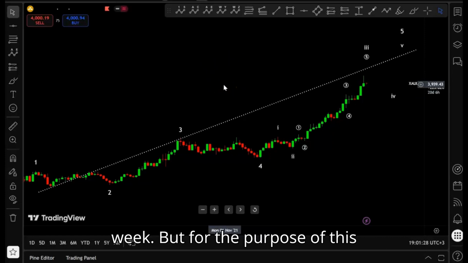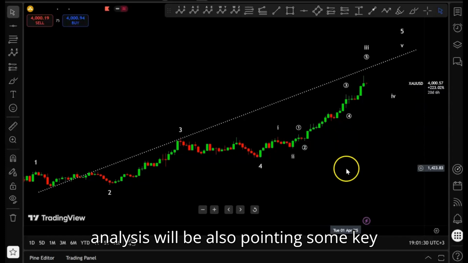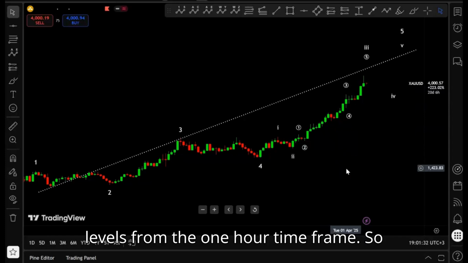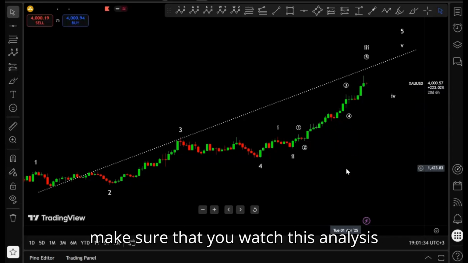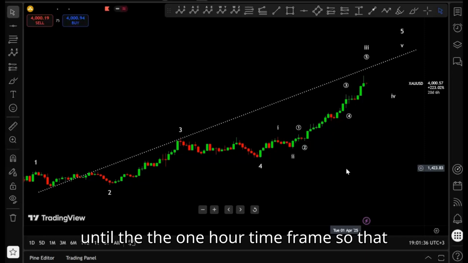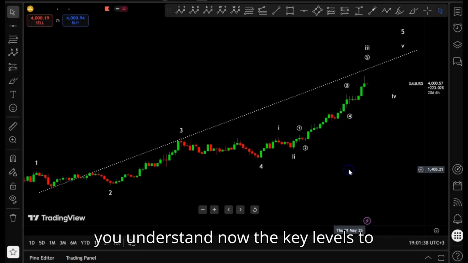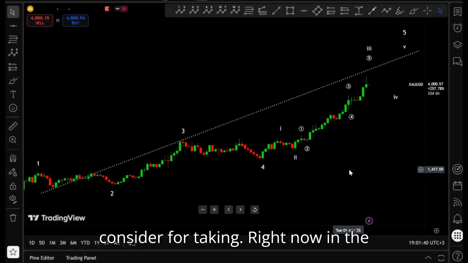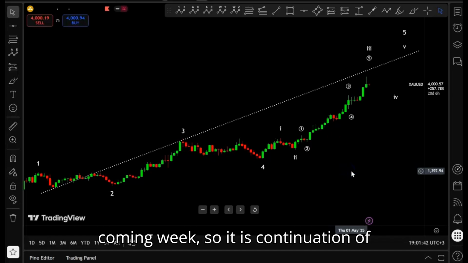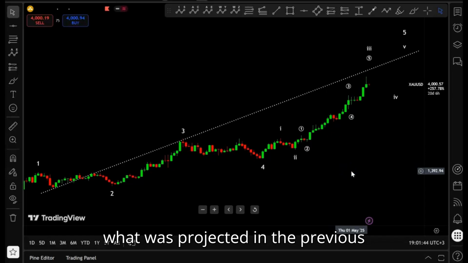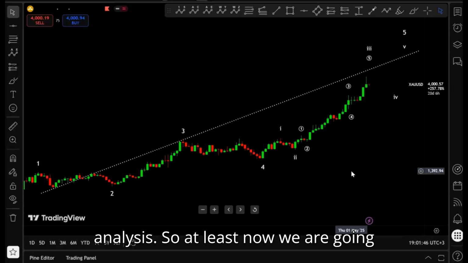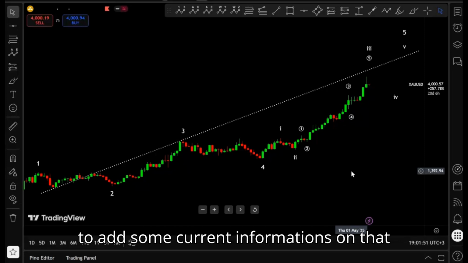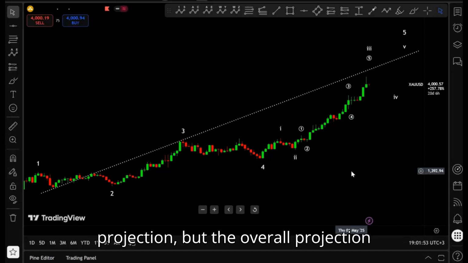But for the purpose of this analysis, I'll be also pointing some key levels from the 1-hour time frame. So make sure that you watch this analysis until the 1-hour time frame, so that you understand now the key levels to consider for taking trades in the coming week. So it is continuation of what was projected in the previous analysis. So at least now we are going to add some current information on that projection, but the overall projection will still remain the same.